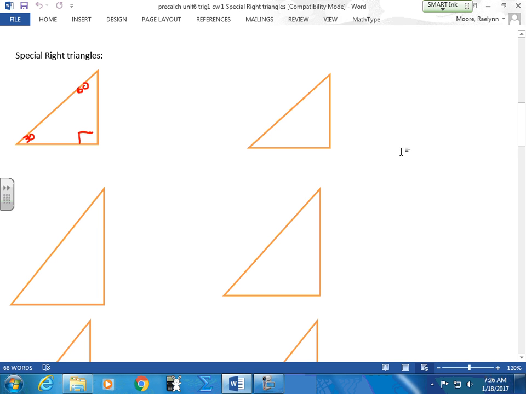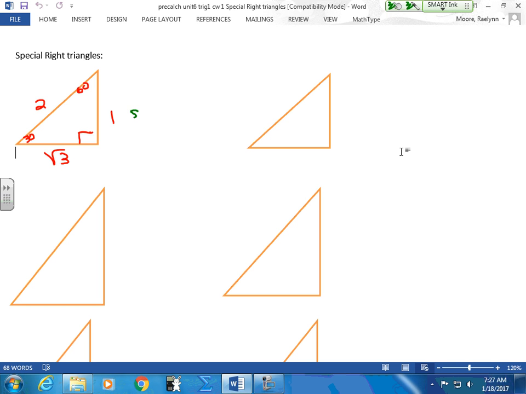Does anybody come up with a good number? Danny, what'd you come up with? 2. Good. And 1. Perfect. Memorize this. Now, the formula is just like this.